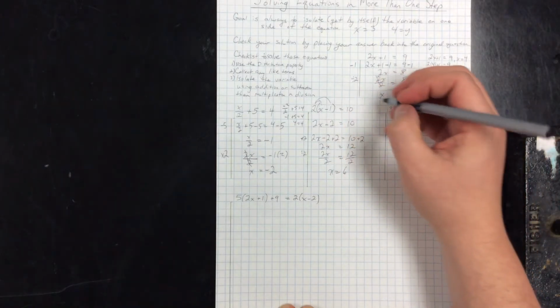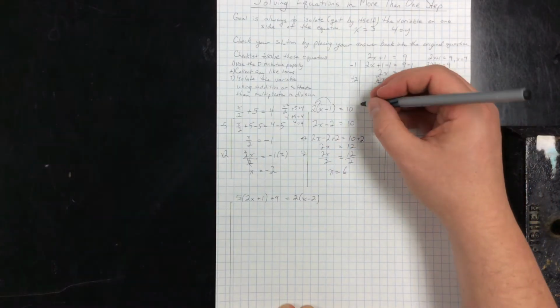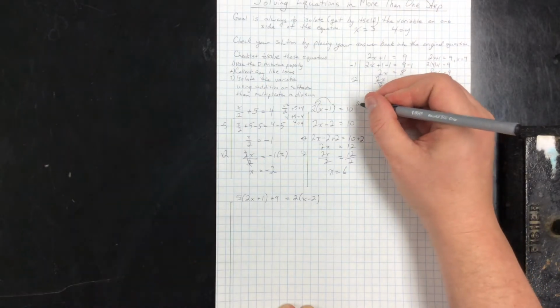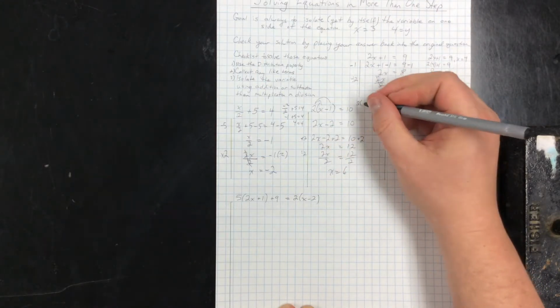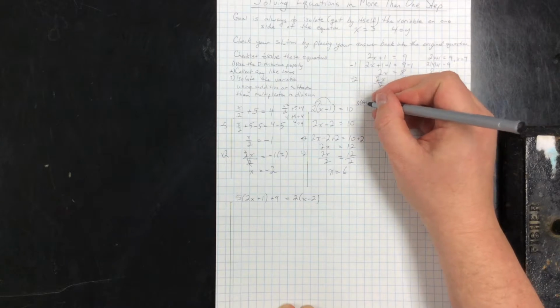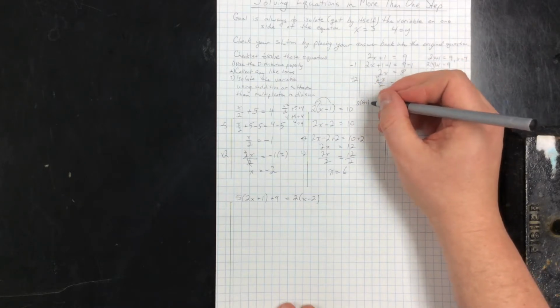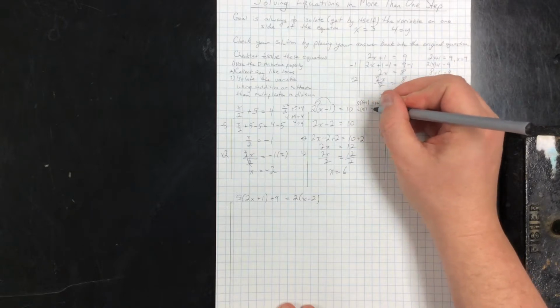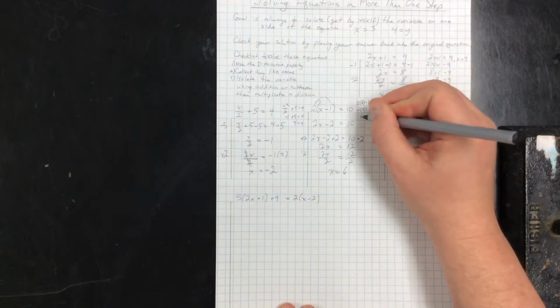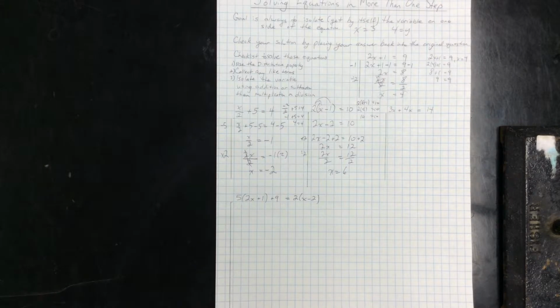So I can check that by putting it back into the original and see if it works. So I'm going to have 2 times, substitute the x for 6, minus 1. It has to equal 10. Let's see if it does. So 6 minus 1 is 5. 2 times 5 has got to equal 10. 10 is equal to 10. Same number again. I think we have it right.